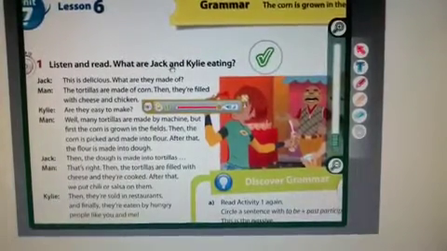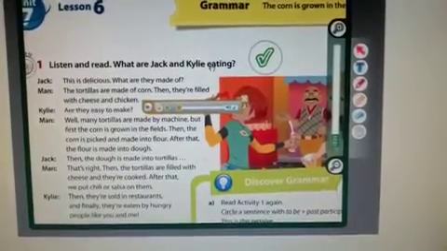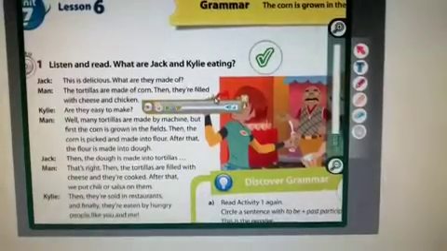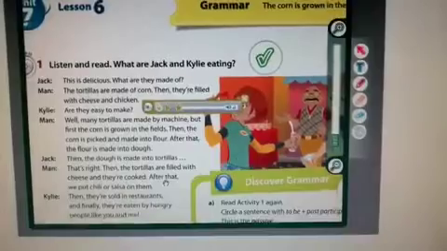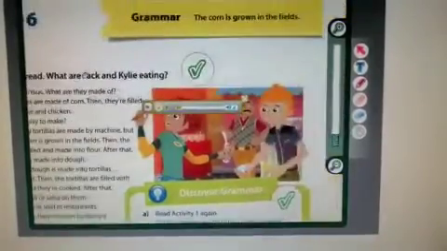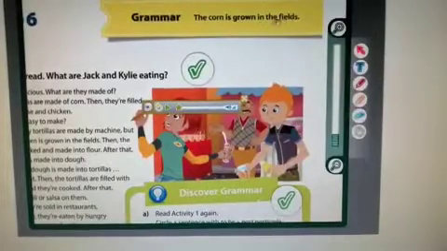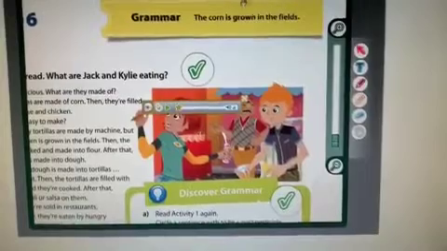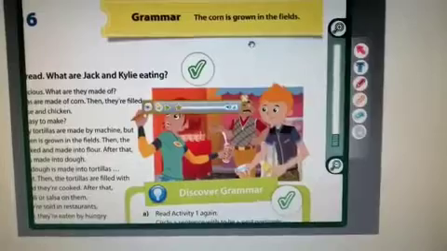Okay, now what are Jack and Kylie eating? Yes, they are eating tortillas with cheese and chicken. Now, I want you to look at this box here, the grammar box. The corn is grown in the fields. We explained the rule of this kind of grammar last lesson. Now, I want you to discover the grammar again here.